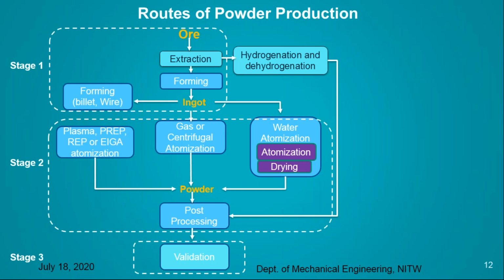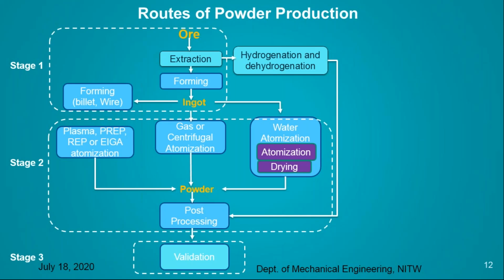In the first stage itself we can decide, and from the ore we are able to get the ingots. The ingots can be used for the production of forming billets or wire billets, as well as for gas atomization or water atomization. Any type of atomization can use the ingots, and the ingots can also go for the plasma rotating electrode process or rotating electrode process. This type of atomization process can also be used for the powder production.